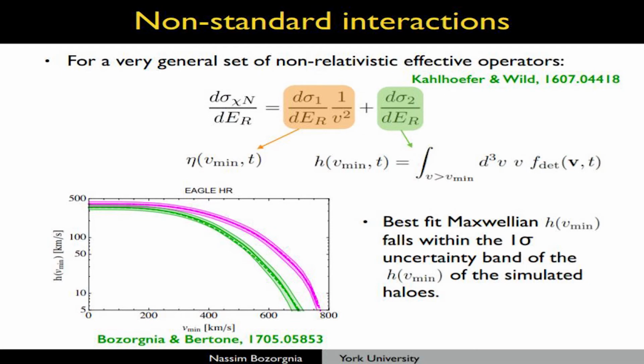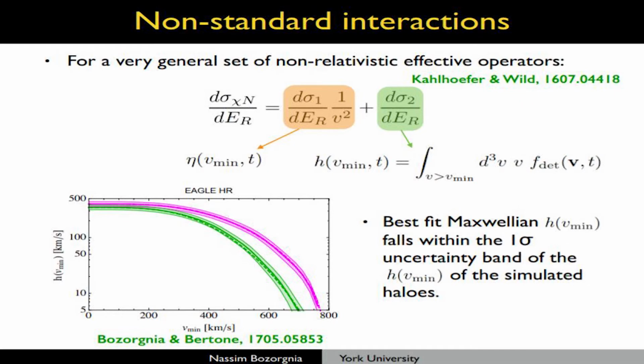We can actually check whether it matches the best fit Maxwellian for this term, and we see that the results are similar. This is h as a function of V min, and again, the best fit Maxwellian falls within the 1 sigma uncertainty band. Actually, there's a relationship between these two as well. So in any case, these sorts of results seem quite general for how these velocity distributions from the simulations compare to their best fit Maxwellians.